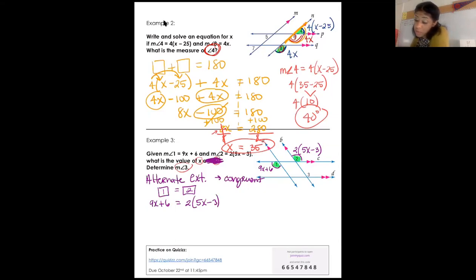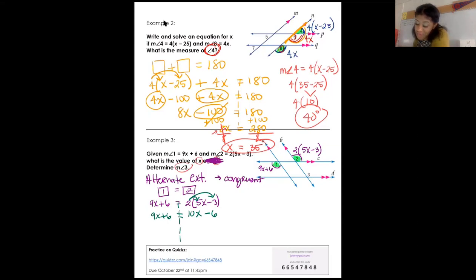Distribute on the right this time. 2 times 5x is 10x. 2 times minus 3 is minus 6. Bring down the 9x plus 6 on the left. Bring down your equal sign in the middle. Okay.